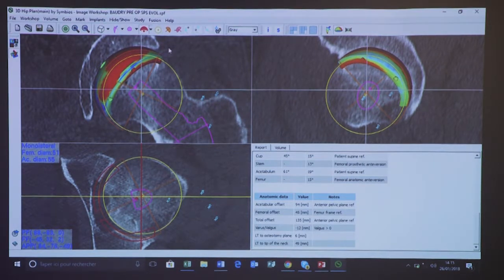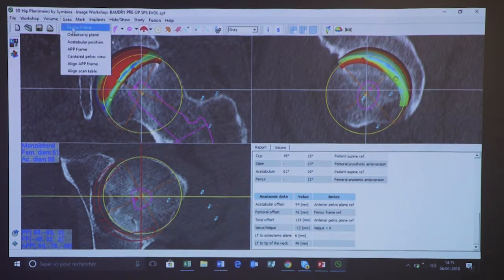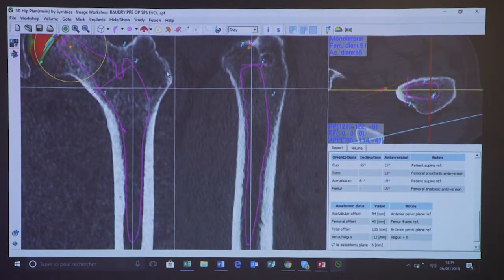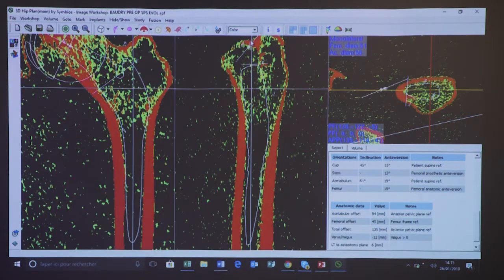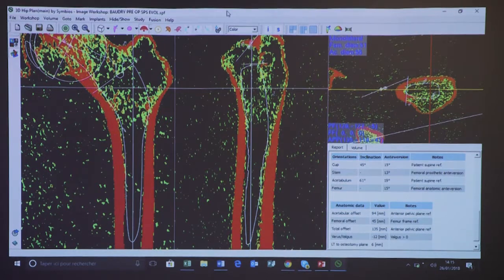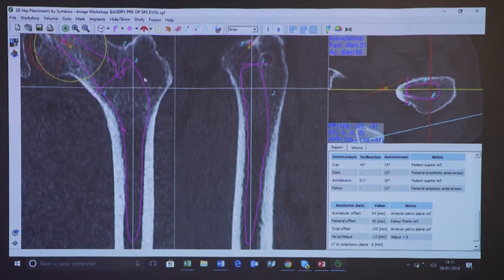Okay, once we are happy with the cup, we go to what we call the femur frame, and you can see that this femur frame allows us to analyze the femur simultaneously in the coronal view, the sagittal view, and also the axial view. So I like to use this color mode because basically it allows us to see the limits between the cancellous bone and the cortical. So let's go back now to this.